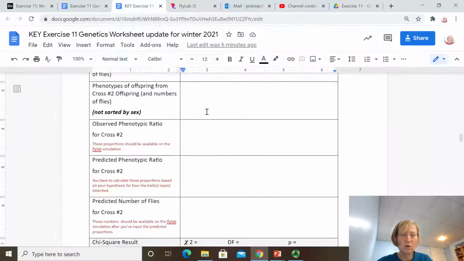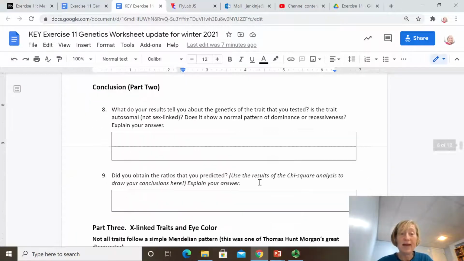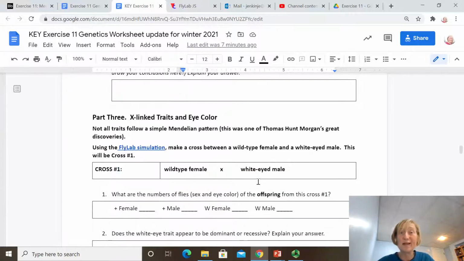So we filled in this whole table. We filled in the chi-squared value, the degrees of freedom, the level of significance, or the p-value. We've answered the conclusion questions, and we're ready to move on. And we're going to move on to sex-linked traits.